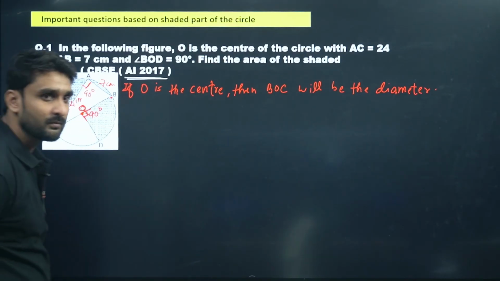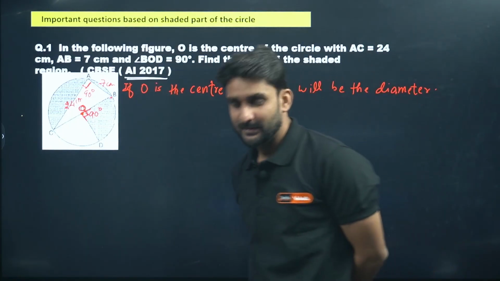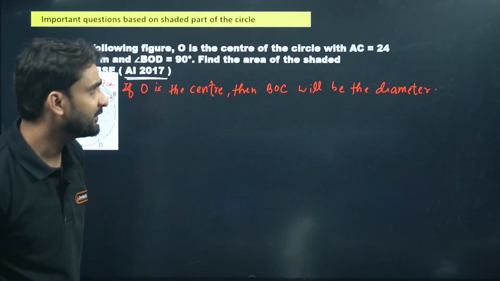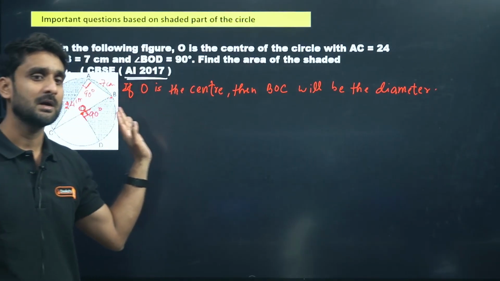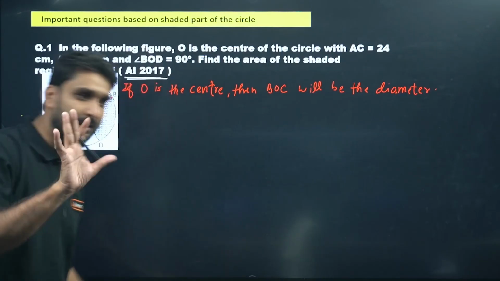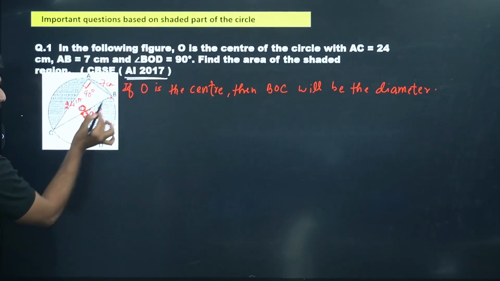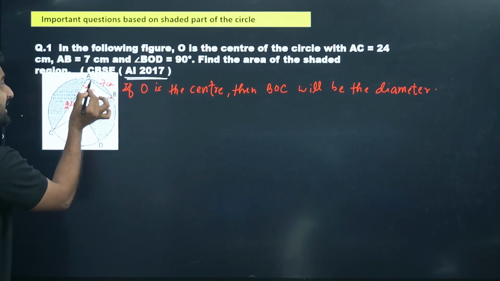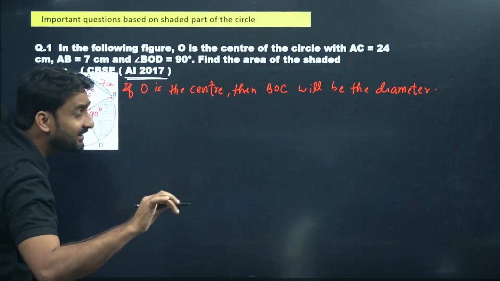Yes, the angle will be 90 degrees. The property of the angle in a semicircle is 90 degrees. I have already shown you in the previous slide, I have already told you the angle in a semicircle is equal to 90 degrees. So if this is 90 degrees, then triangle BAC will be a right angle triangle.